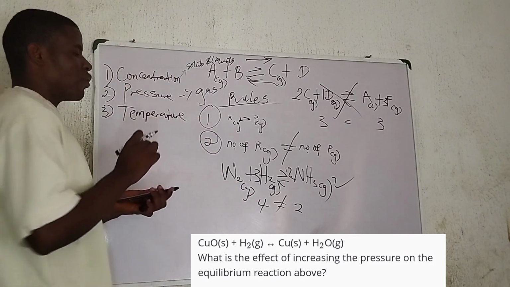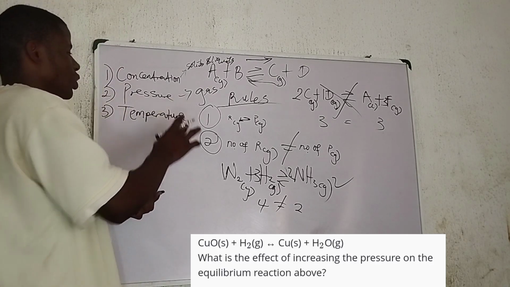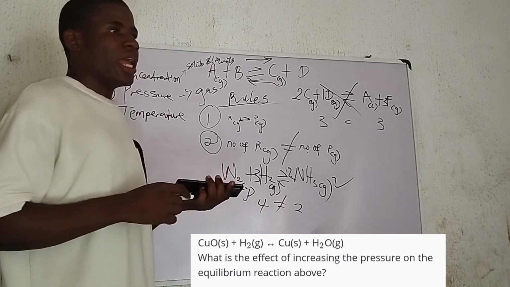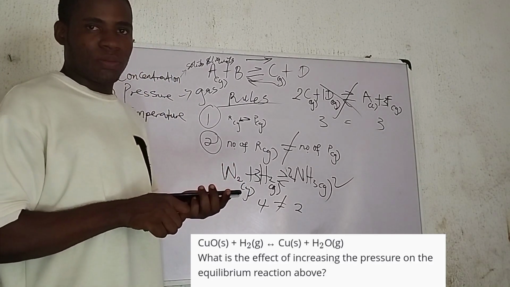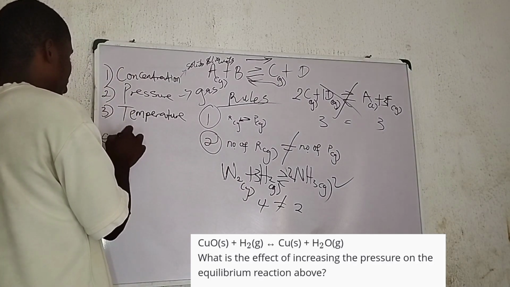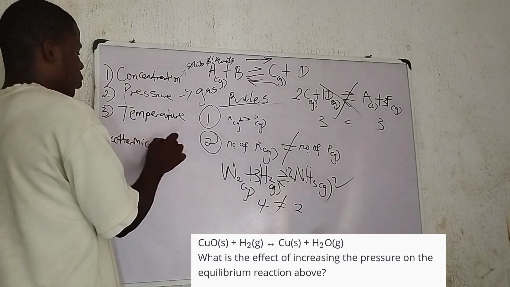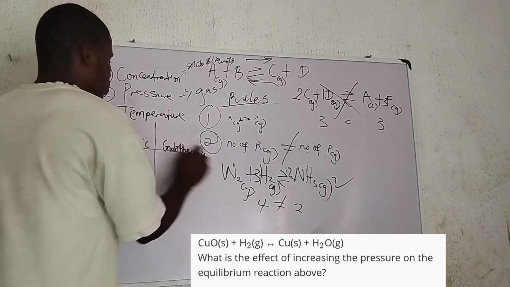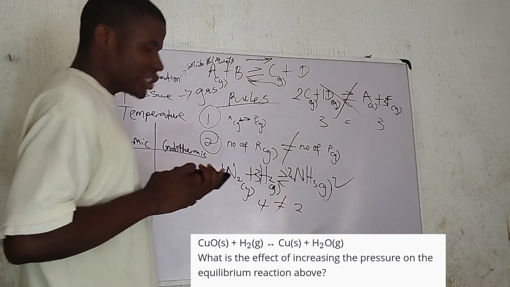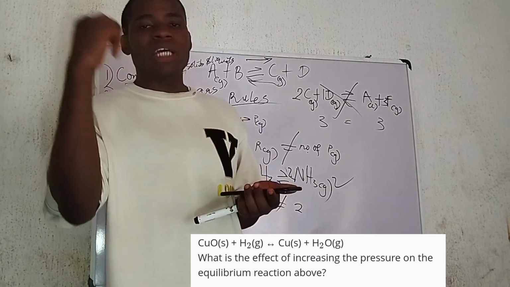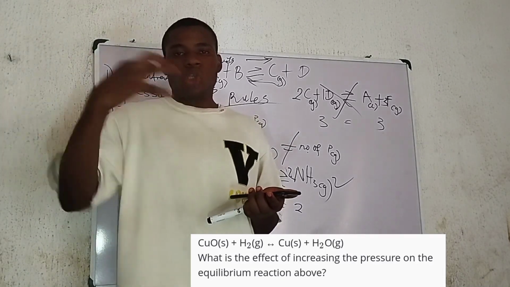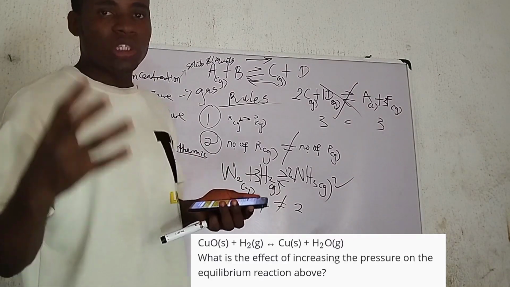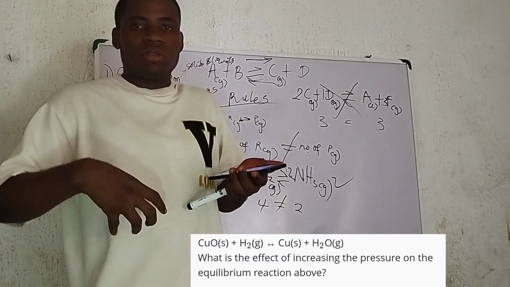Temperature. Now for us to define how temperature affects the equilibrium position of reactions, we must consider exothermic and endothermic reactions. Now, what is an exothermic reaction? An exothermic reaction is a reaction that gives out heat to the environment, to the surroundings. Does it make sense? An endothermic reaction is one that absorbs heat from the surroundings.